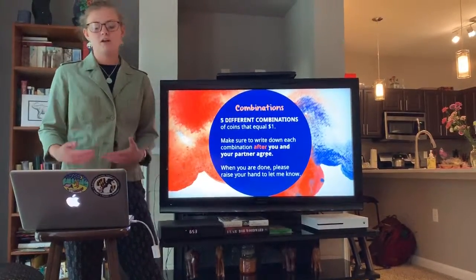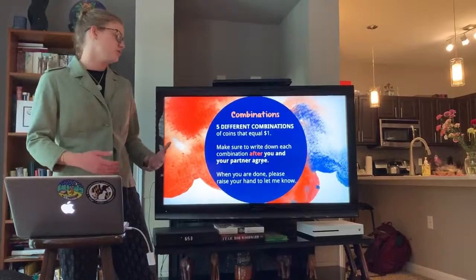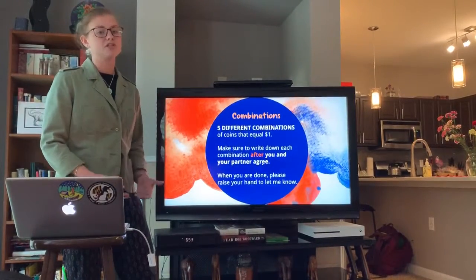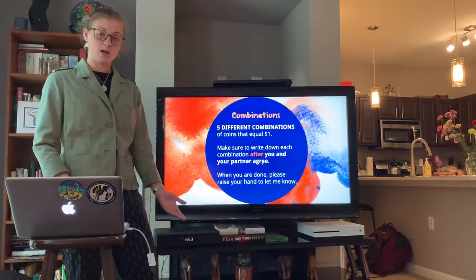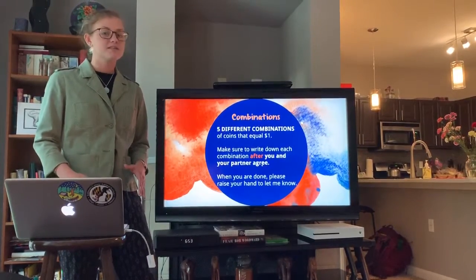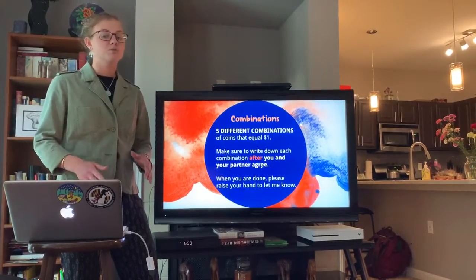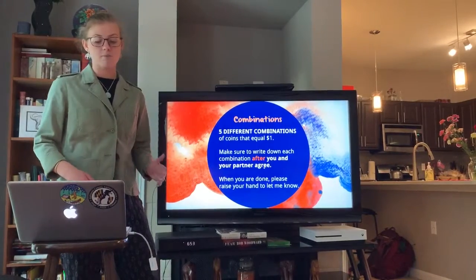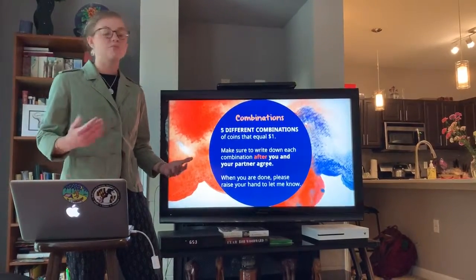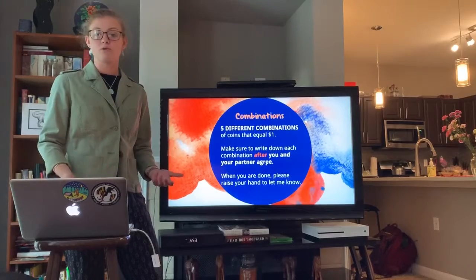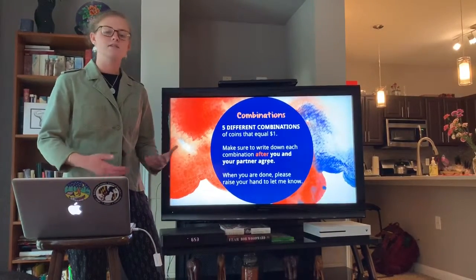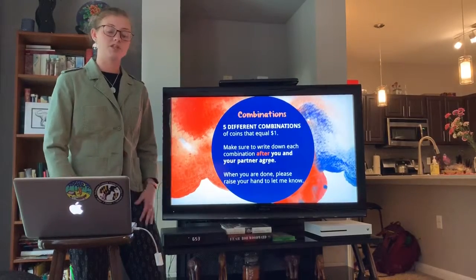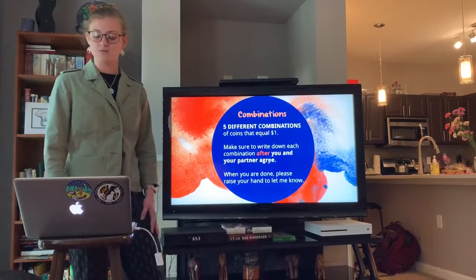Make sure that you and your partner agree that a combination equals $1, and then write down what that is on your piece of paper. I will be collecting this piece of paper at the end of class, so make sure that you put you and your partner's name at the top. When you're done, raise your hand and let me know, and I'll come look over your answers. I'm also going to be walking around to check in on you and see if you need a little help with making the combinations. So feel free to ask me questions then as well.